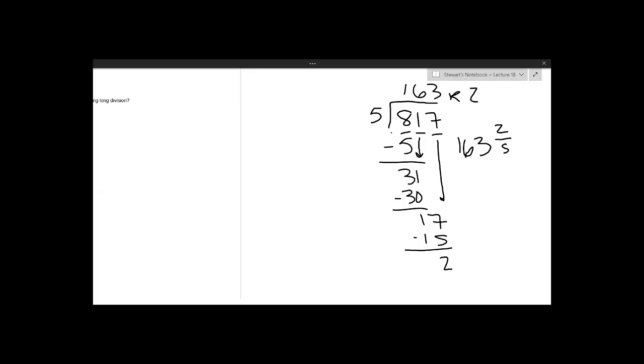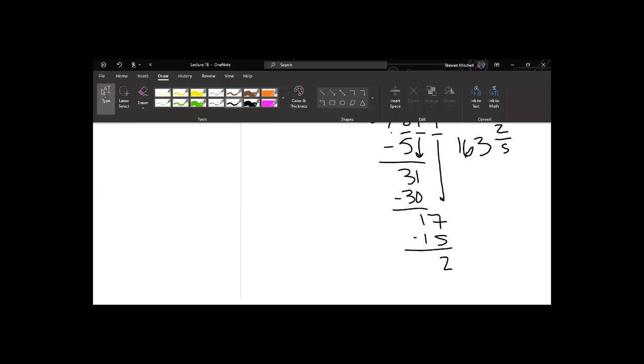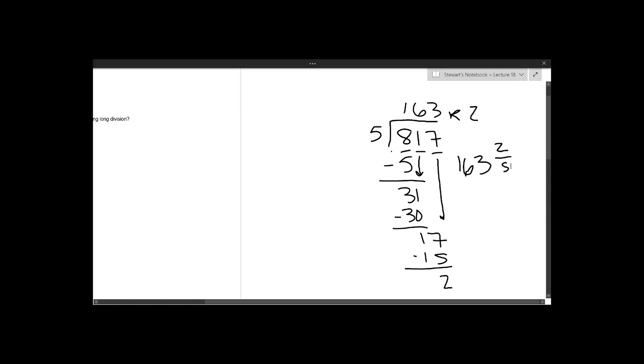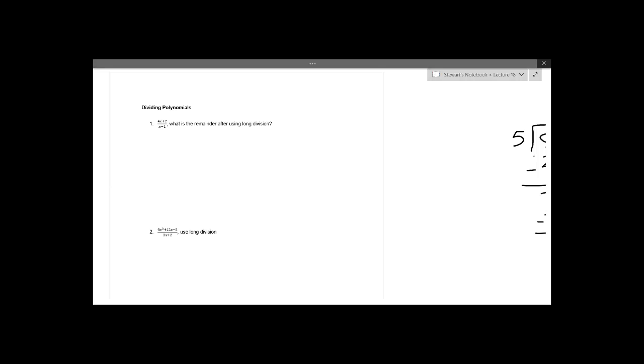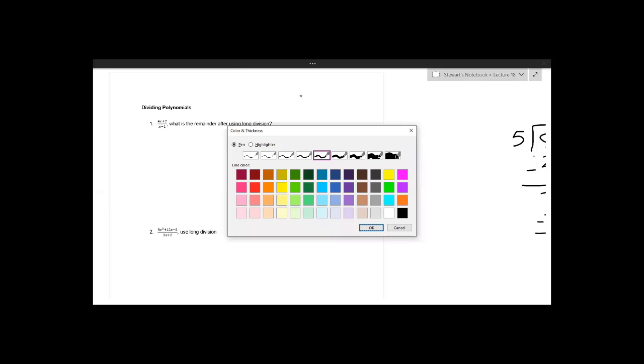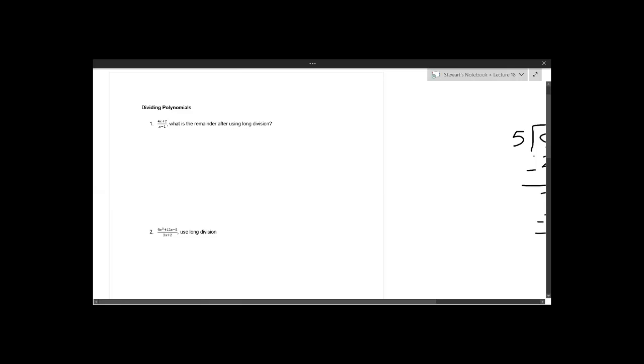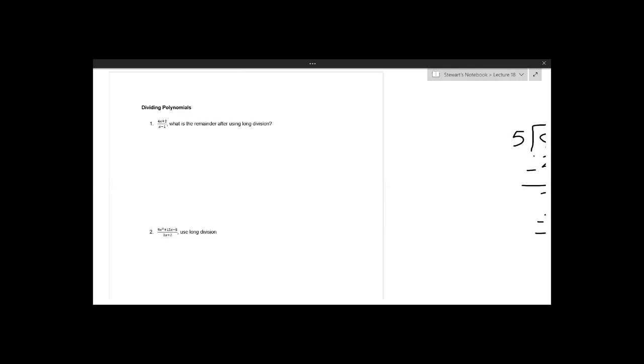Now the case becomes really similar, or it's exactly the same process, when you talk about it with polynomials. It's a little different and more confusing to think about because it's different than what you've done before, but it's very doable, and I have faith in every one of you. Okay, so this expression, 4x plus 2 over x plus 1, it wants to know what is the remainder after using long division.